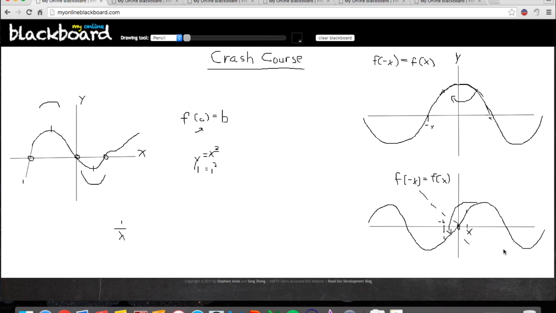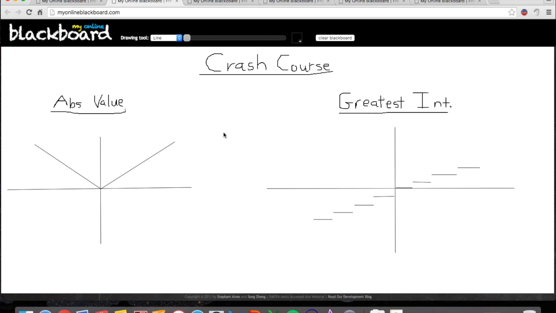An odd function is also when you have a polynomial with only odd integers. Anything else is just neither. But these have special characteristics that help us quite a lot. Now it's moving on to two special functions. This is called the absolute value function, where let me change that.